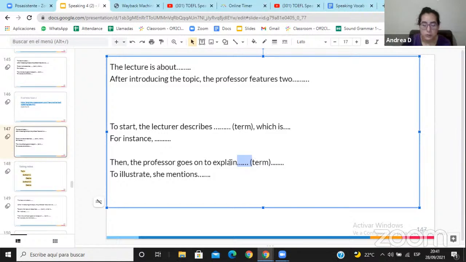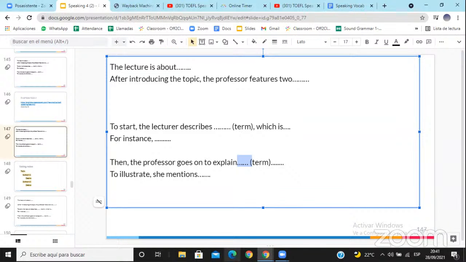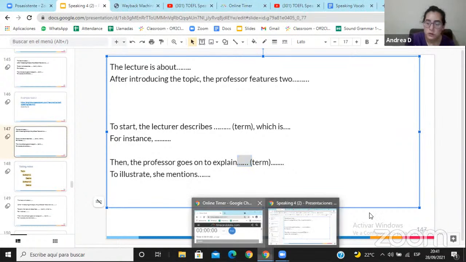So who else wants to go? I can try it. All right, Ned. Nice. So you can go now.